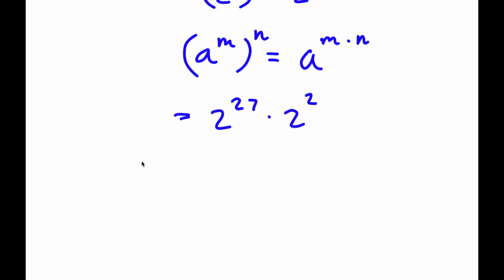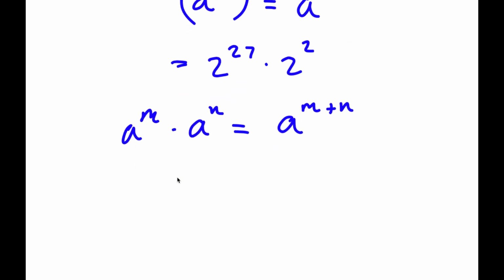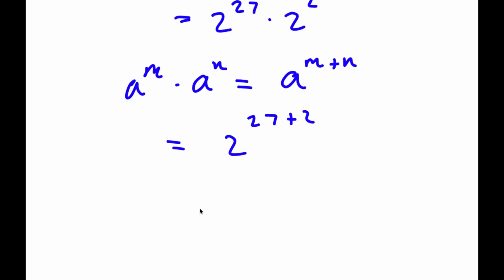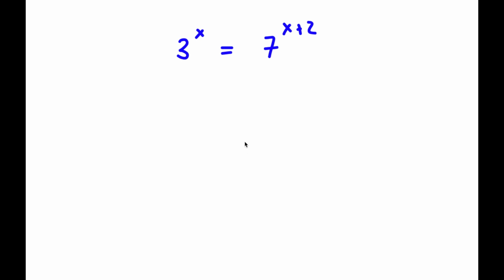And now, if I have something in the form a to the power of m times a to the power of n, this is equal to a to the power of m plus n. So 2 to the power of 27 times 2 to the power of 2 is equal to 2 to the power of 27 plus 2, which is equal to 2 to the power of 29. So this is my answer.